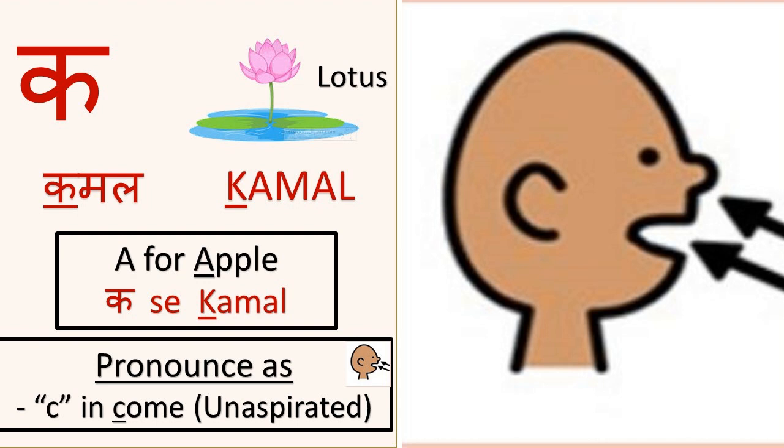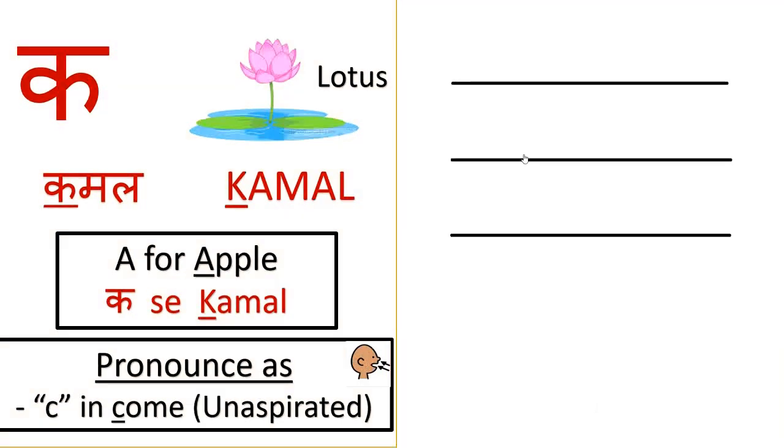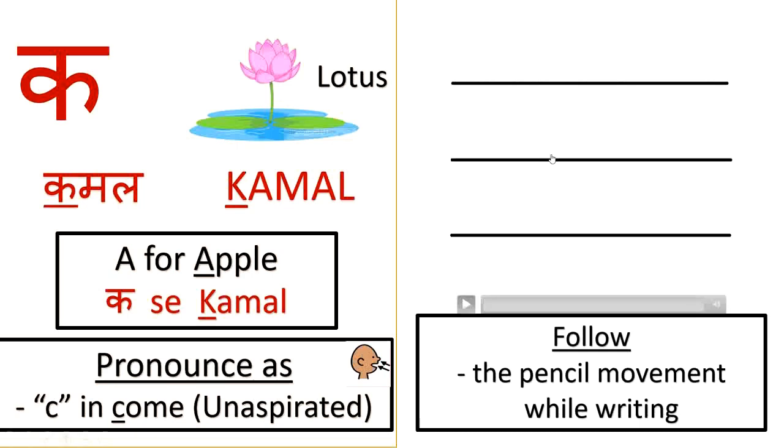To pronounce ka correctly, try to make your voice heavy or try to guide your voice going inside your mouth. You will be able to speak ka properly. Speak with me. Ka. For writing ka, please follow the pencil movement and write in the same manner.